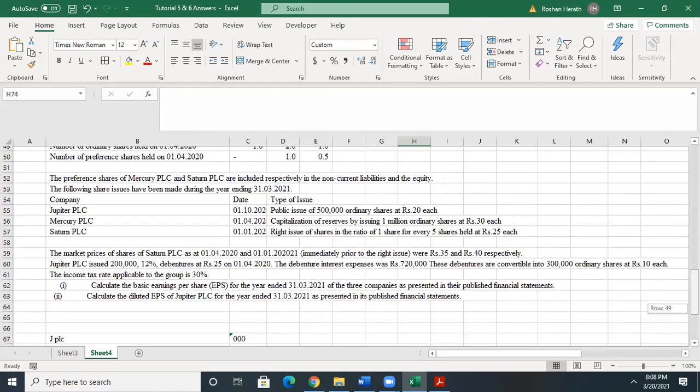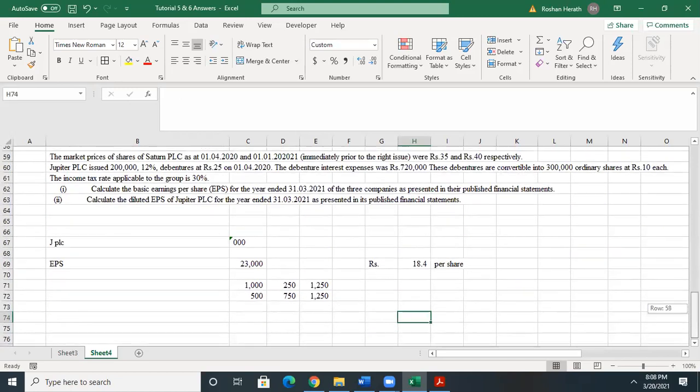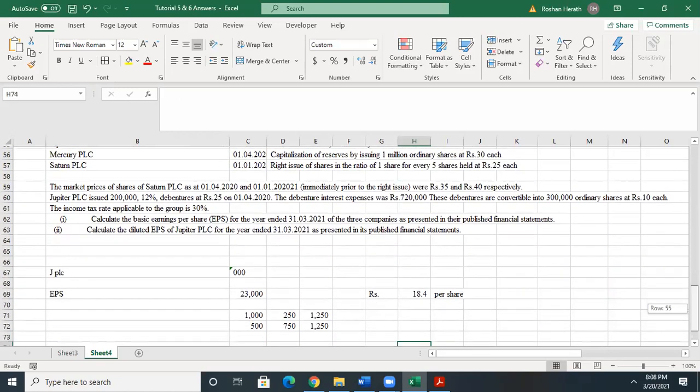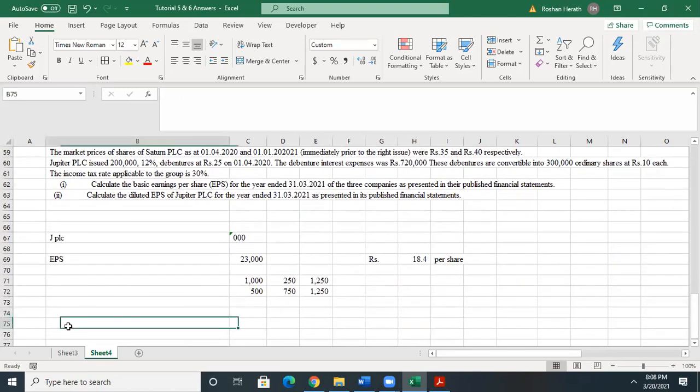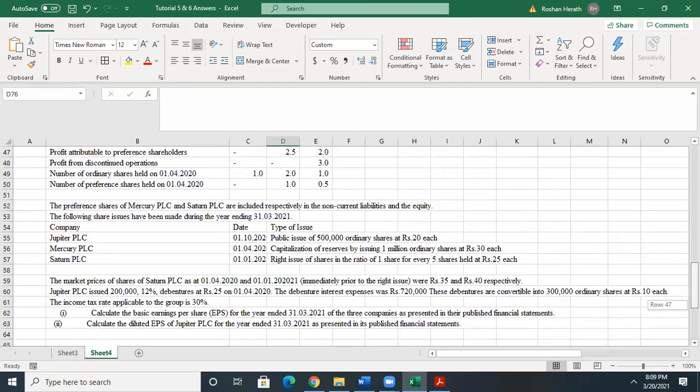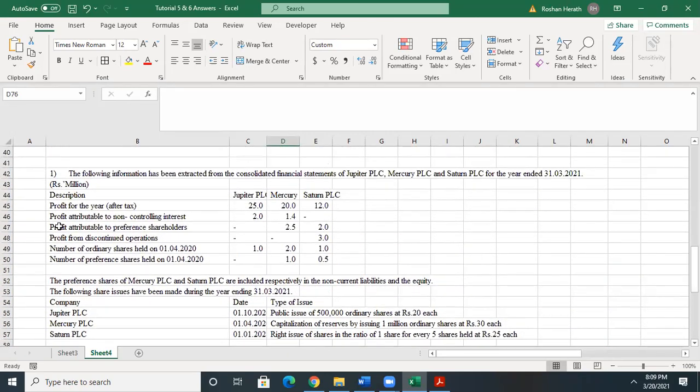Then you have the situation of MPLC. But before I take MPLC, let me take SPLC. My SPLC is done now. In that, let us look at what is the profit attributable to the ordinary shareholders. The profit for the period is there, the profit attributable to the preference shareholders is there, and also the profit from the discontinued operation.